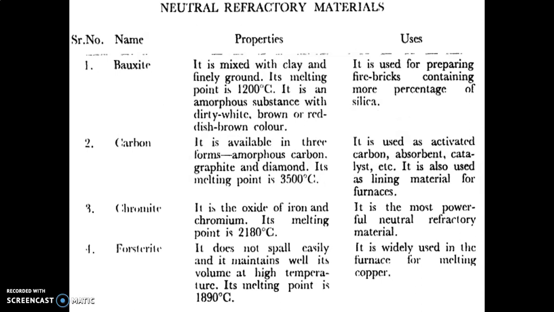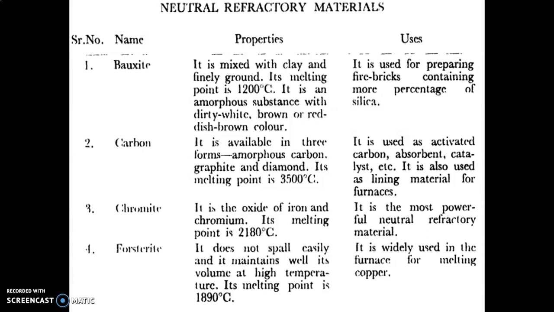Neutral bricks. Bauxite. It is mixed with clay and finely ground. Its melting point is 1200 degrees centigrade. It is an amorphous substance with dirty white, brown, red or dish brown color. It is used for preparing fire clay bricks containing more percentage of silica. Carbon. It is available in three forms: amorphous, graphite and diamond. Its melting point is 3500 degrees centigrade. It is used as activated carbon, absorbent, catalyst, etc. It is used as lining material for furnaces.